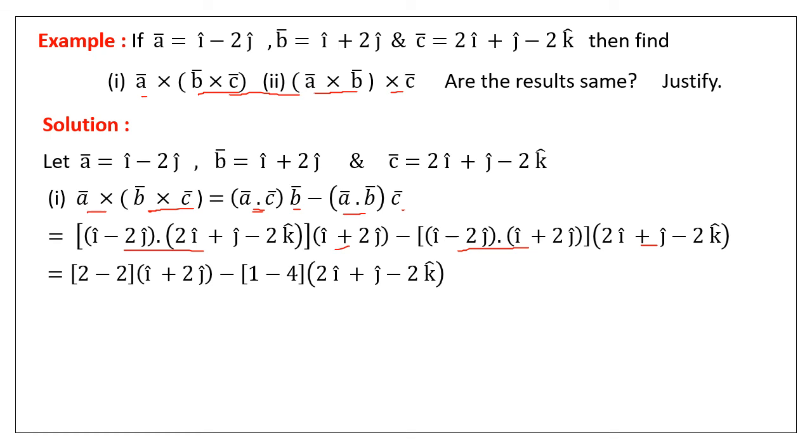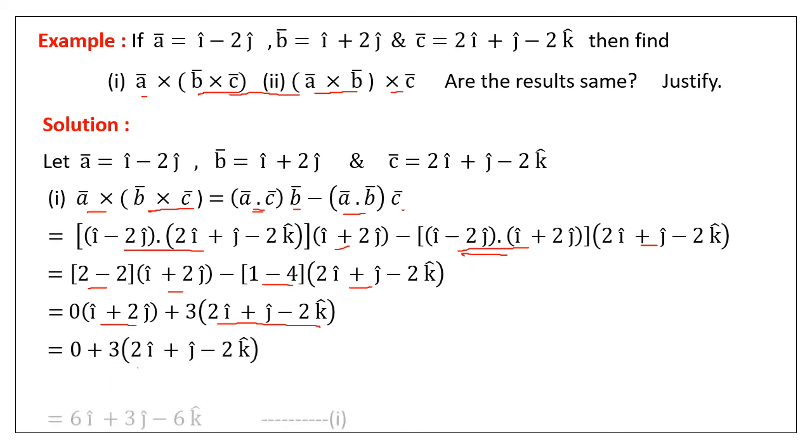So solving the square bracket, we will get (2 minus 2) into B bar as i cap plus 2j cap, minus, solving again the second square bracket, we will get (1 minus 4) into C bar. So 2 minus 2 gives us 0 into i cap plus 2j cap, plus 3 into (2i cap plus j cap minus 2k cap), equals, after solving, 6i cap plus 3j cap minus 6k cap. Call this equation 1.